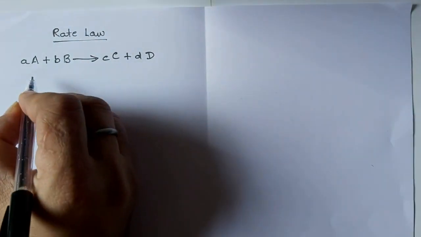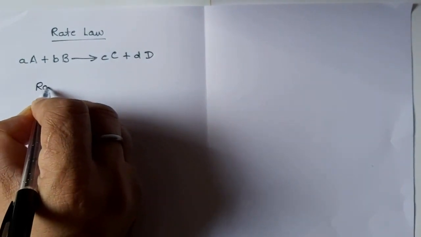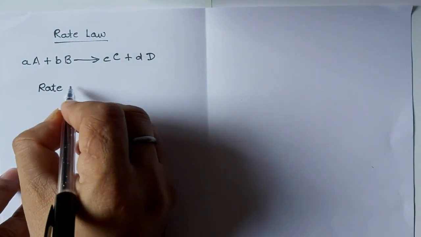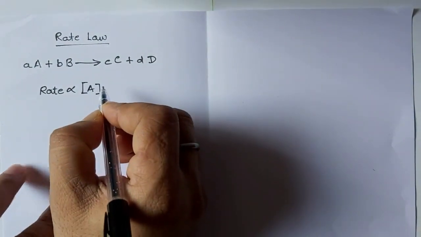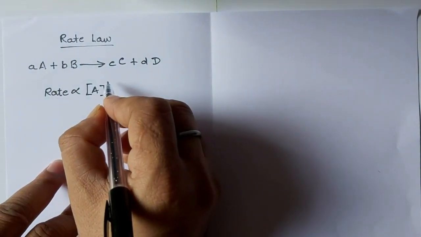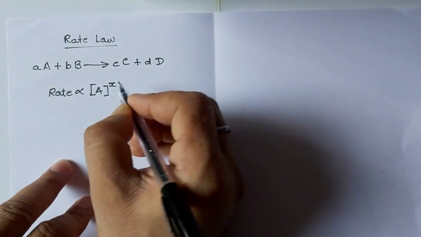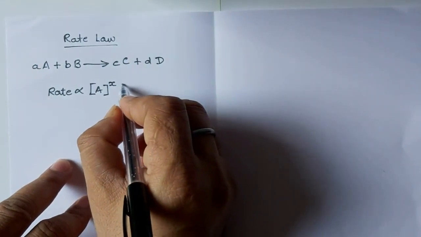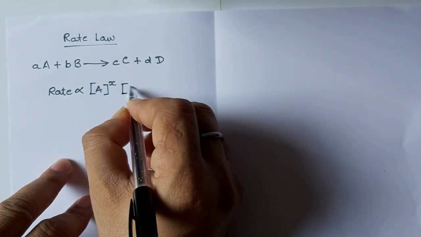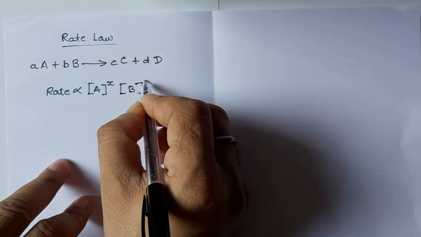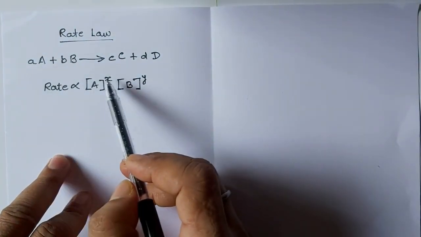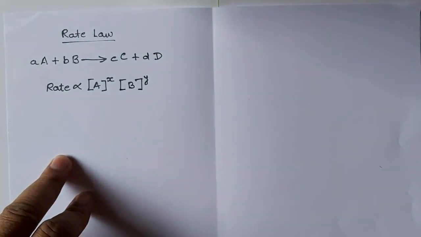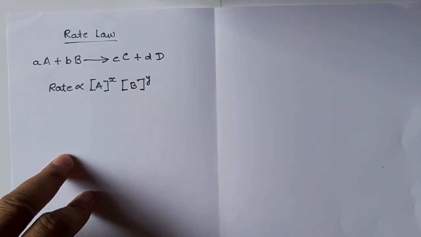For this equation, the rate will be written as: rate is proportional to the concentration of reactant A raised to the power x, and now let's take the concentration of reactant B. It has this power 1. Actually it should have been small a over here or small b over here, but it is not. This is according to the rate law.